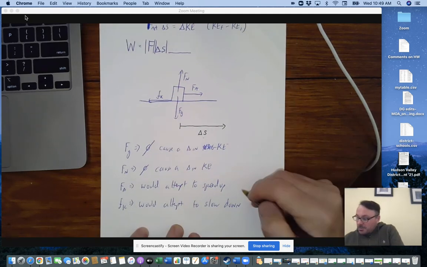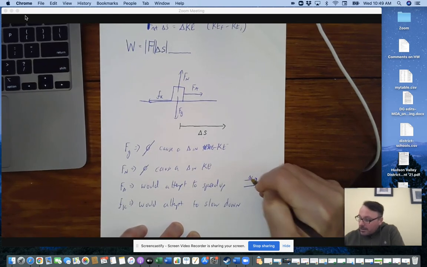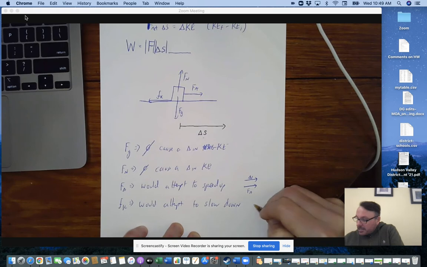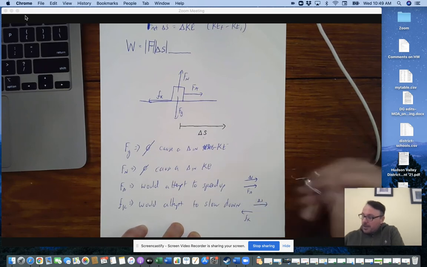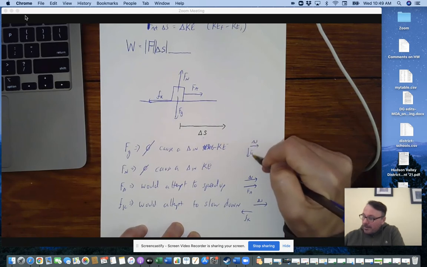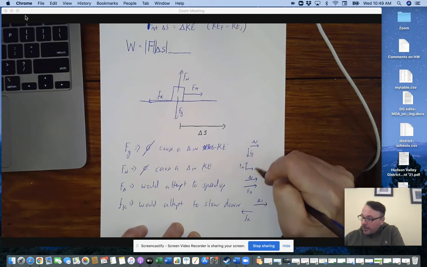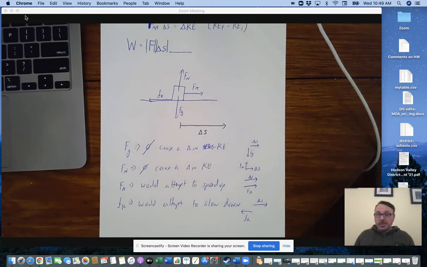Notice here, the displacement vector is parallel to the applied force vector. The displacement vector is anti-parallel to the kinetic friction. The displacement vector is perpendicular to the gravity force, and the displacement vector is perpendicular to the normal force, right?